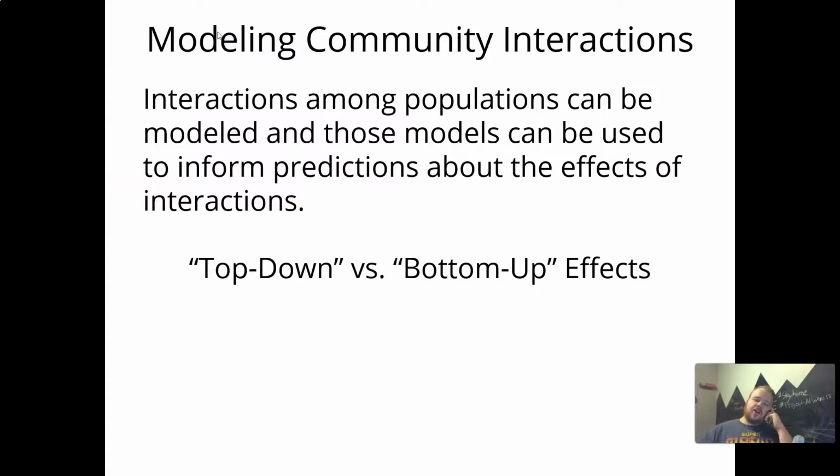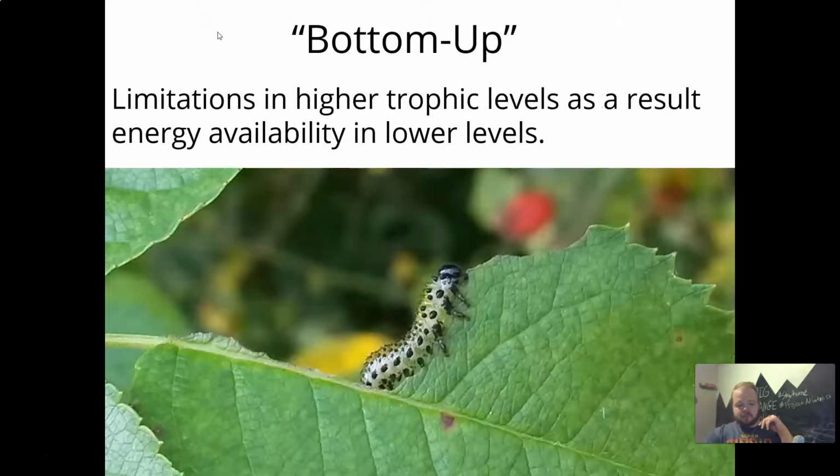Now, we can model community interactions by looking at the different effects. Interactions amongst populations can be modeled and those models can be used to inform predictions. There are two concepts, the top-down and the bottom-up. Bottom-up is the concept that limitations on the higher trophic levels are a result of the energy availability in the lower levels. Each trophic level only gets 10% of the level before it, and the reason there are so few apex predators is that there's not enough energy to go around.